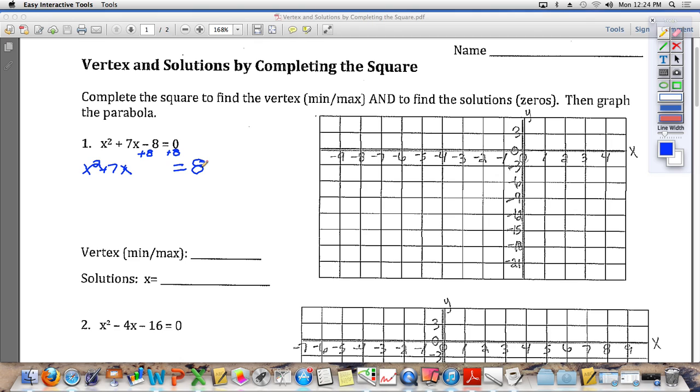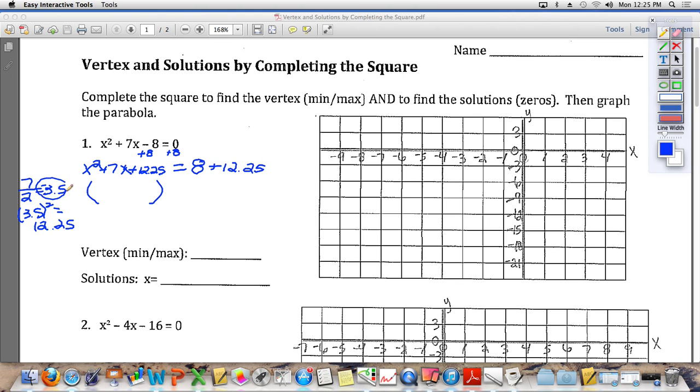Why am I going to get a decimal? Yeah, it's an odd number. This is odd. We take half of an odd number, you get a decimal. And then you square a decimal, you get a bigger decimal. So we take 7, we divide it by 2, we get 3.5. Then you square 3.5. What is 3.5 squared? 12.25. So that means I have to add 12.25 to the left. I add 12.25 to the right.